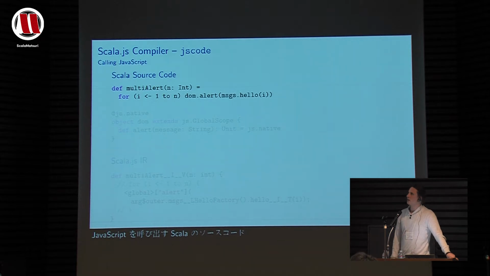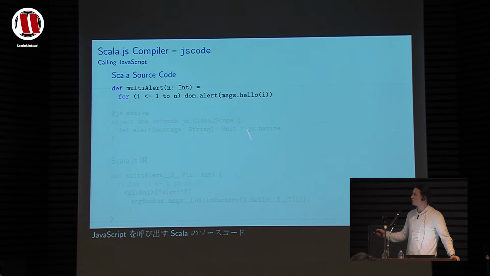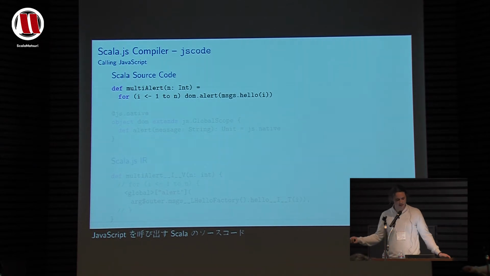Okay, so how can we call JavaScript? We've seen this piece of source code here, where I said we call the alert method of JavaScript. So we essentially say dom.alert. Okay. So let's look at the definition of dom.